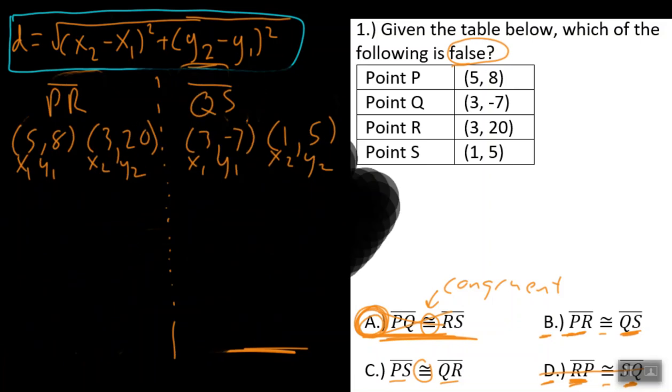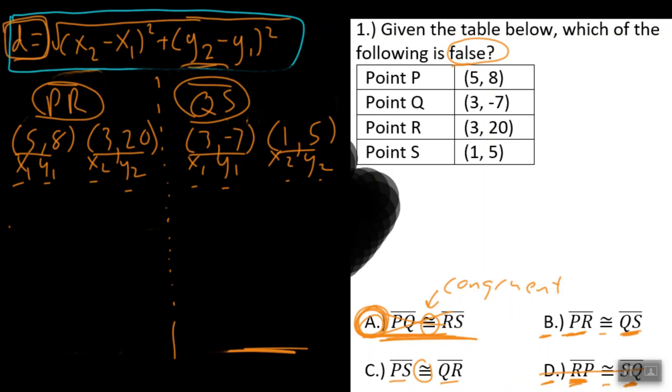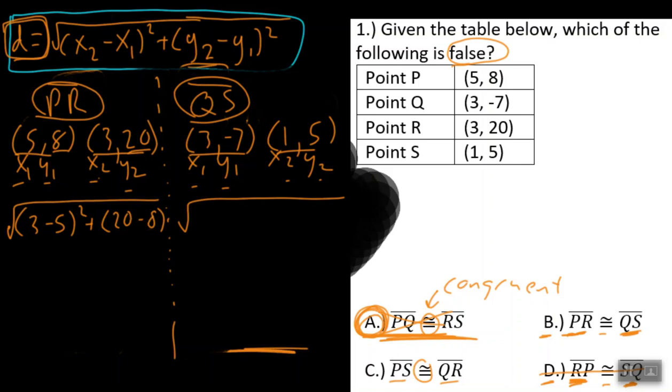Okay, and notice that I've gone ahead and written PR and QS, and I've labeled point P, point R, point Q, and point S, and x1, y1, x2, y2, x1, y1, x2, y2. That should be in your setup always and forever. Label the points x1, y1, x2, y2. Okay, now from here, I am going to be a bad math teacher just for a moment. I'm going to drop the D equals. We're just going to write the square root of, so we have a little bit of space. And here, it's x2 minus x1, or 3 minus 5 squared, plus 20 minus 8, y2 minus y1 squared.